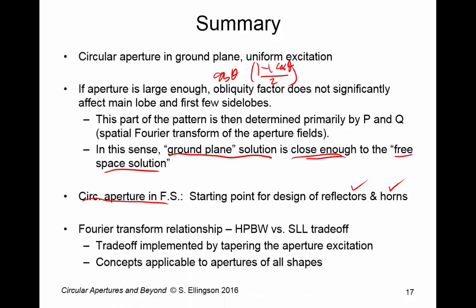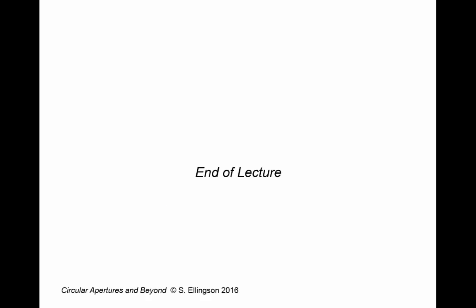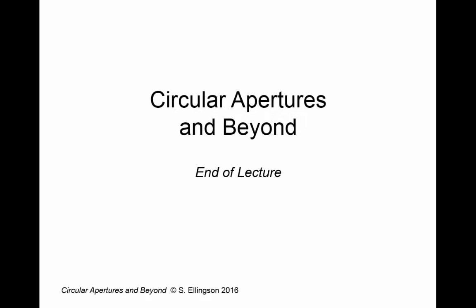And then we talked about the Fourier transform relationship, half power beam width versus side lobe level. The trade-off is implemented by tapering the aperture excitation. And this concept is applicable to apertures of all shapes, not just rectangular, not just circular. This concludes this lecture on circular apertures and beyond.